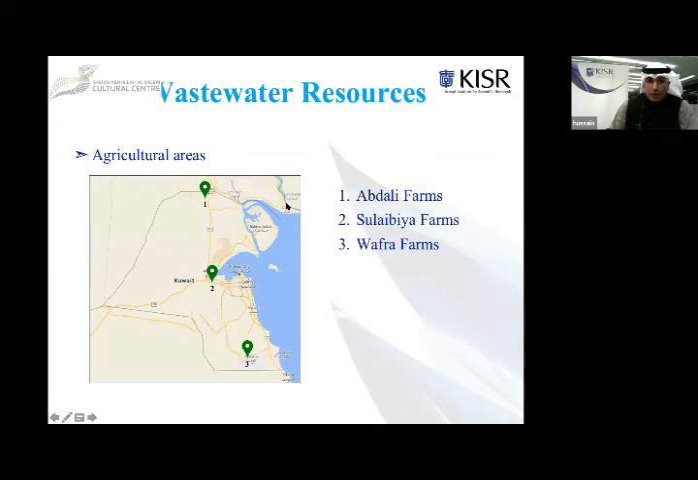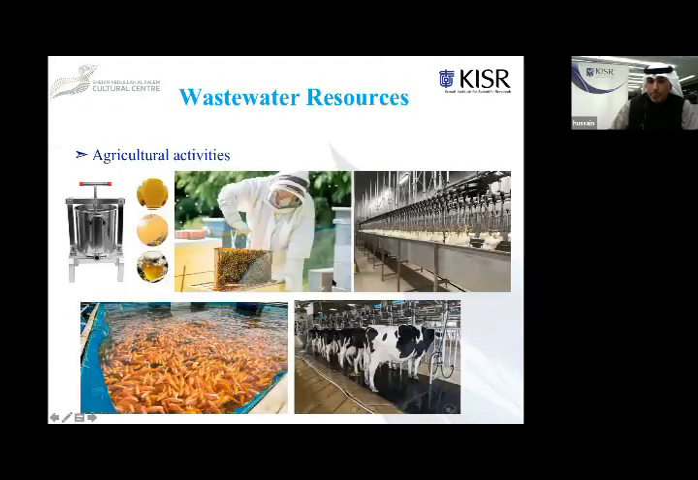Back to the agricultural areas, as you see, they are varied and located maybe on the border. One of them is in the north in Abdali, the other one in Wafra, and number two represents the Sulaibiya farms. Most of the activities in Sulaibiya farms are related to animal crops and irrigation. Other consumption products and human consumption products are planted in Abdali and Wafra farms.